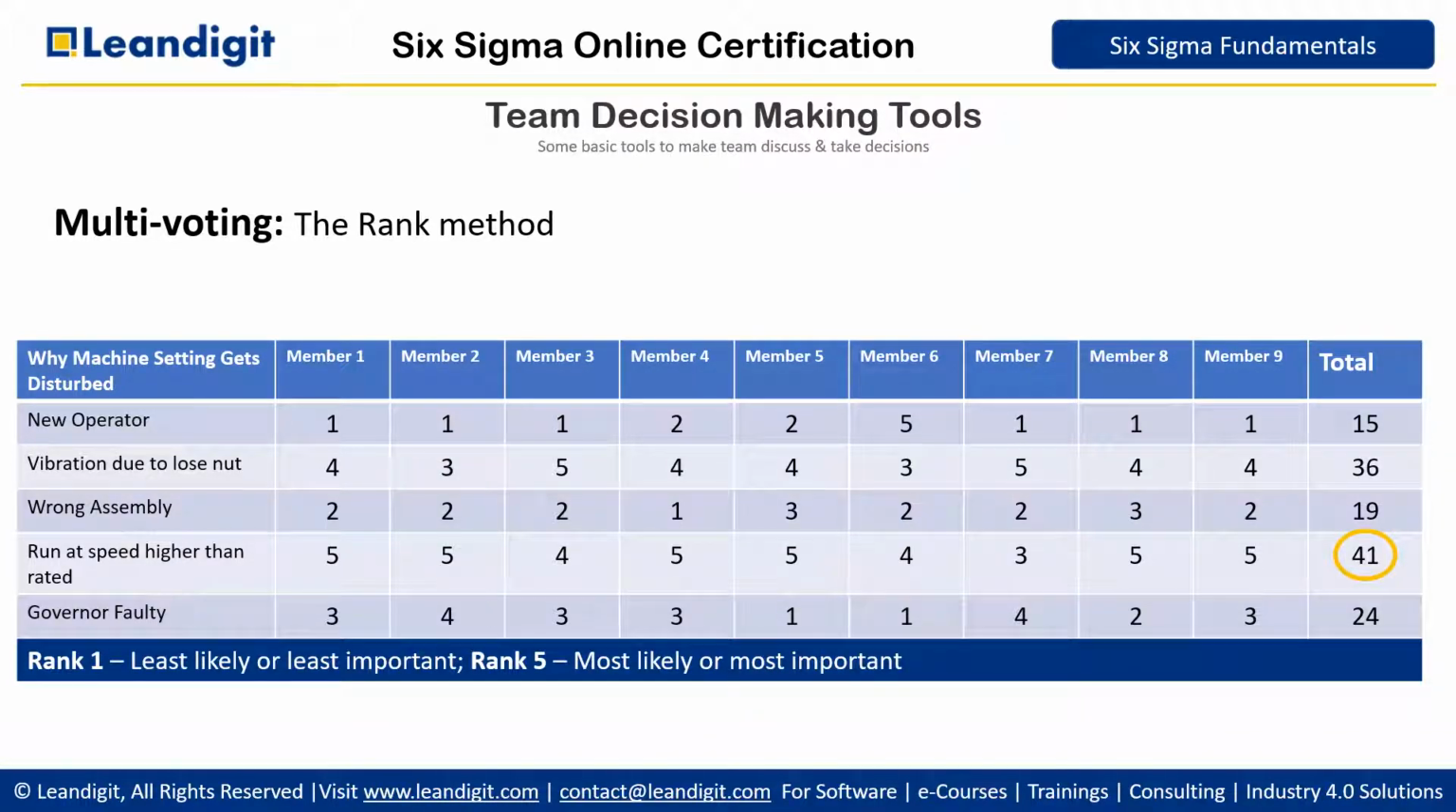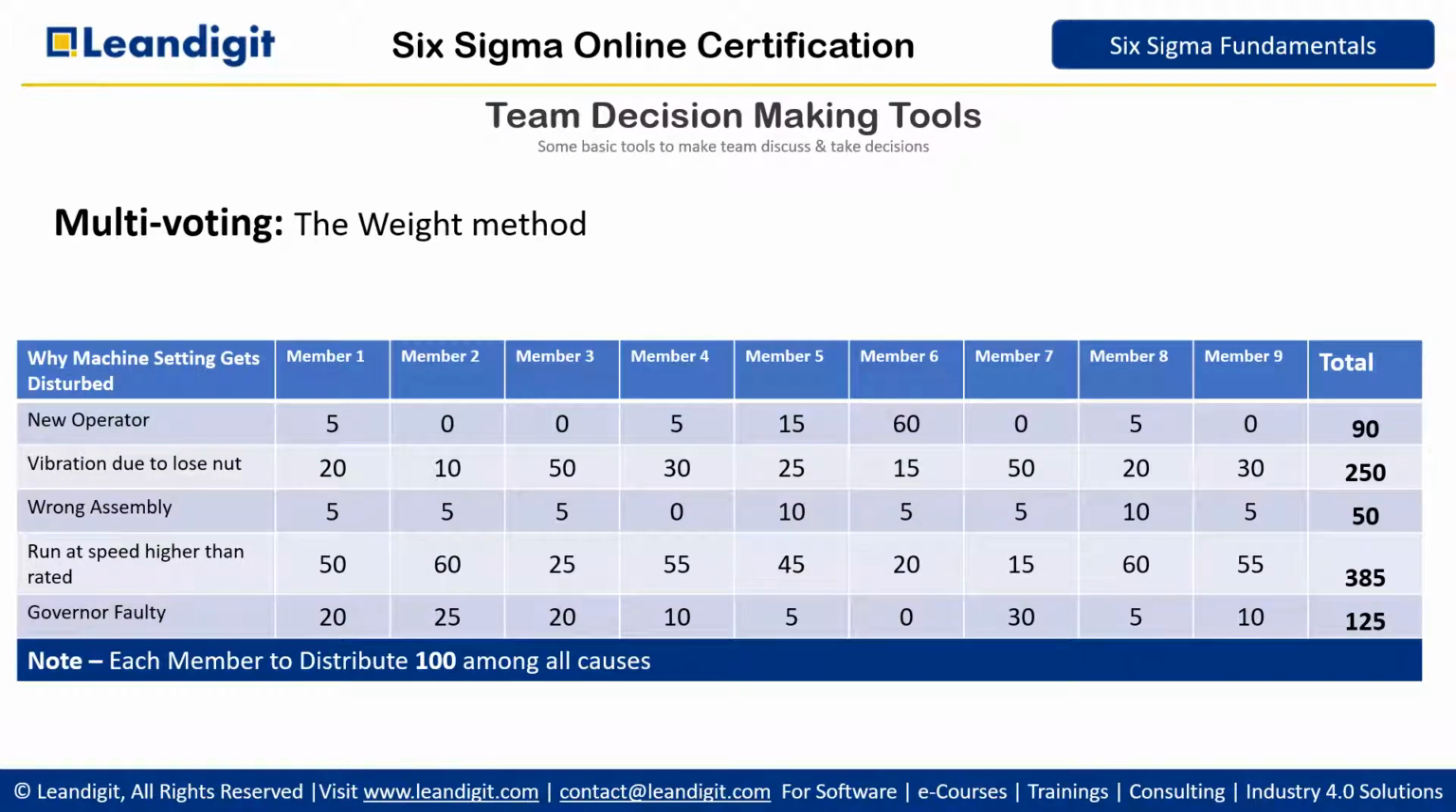Then we add up and we find that run at speed higher than rated is considered highest, and vibration due to loose nut is considered second highest. But one very interesting phenomenon has happened, where member number 6 has given a rating of 5 to the first reason, which is new operator, while others have considered it not so important. This exception should not be left like this, and we should initiate a discussion on why member 6 considers this the most important one. Sometimes, because of certain added information brought by member 6, even the other members can change their ratings. So it is very important that the exceptions are discussed.